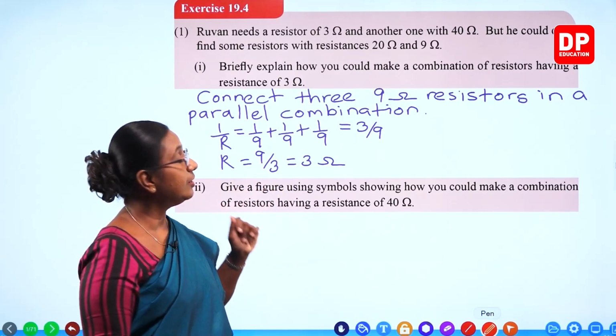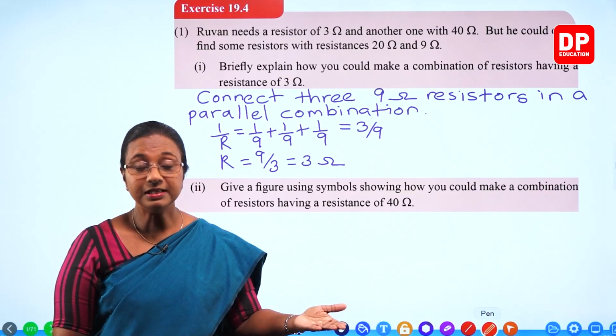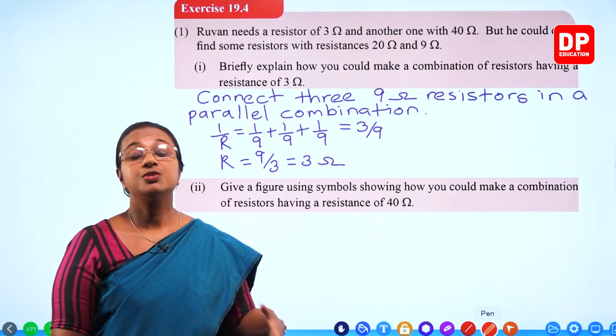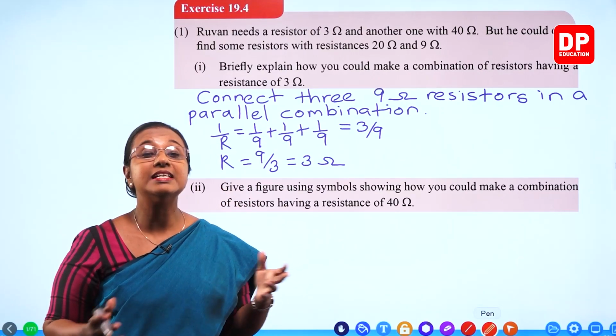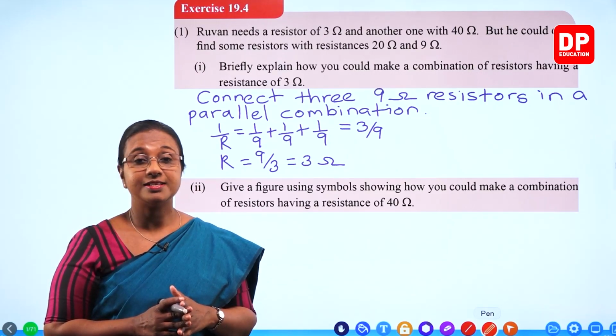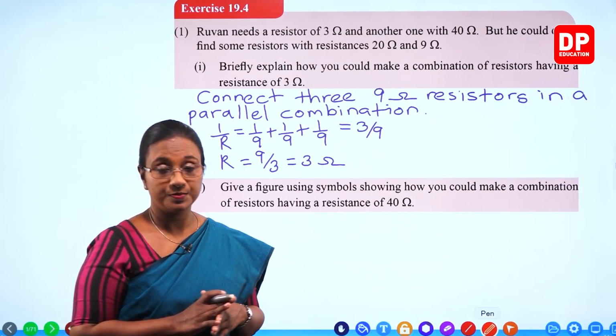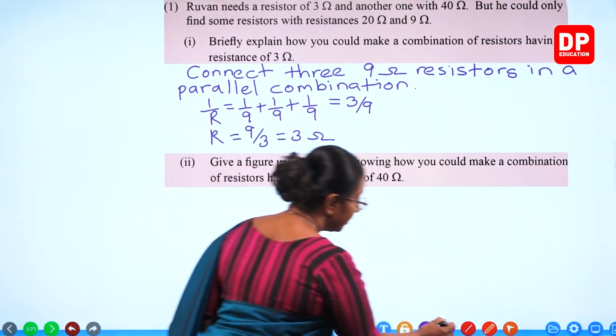Now we have a 20 ohm resistor. We need 40 ohms. Double the 20 ohm resistor. So if you can connect two 20 ohm resistors in a series combination, you can get an equivalent resistance of 40 ohms. So that is what you have to show here. So we need to use a diagram.